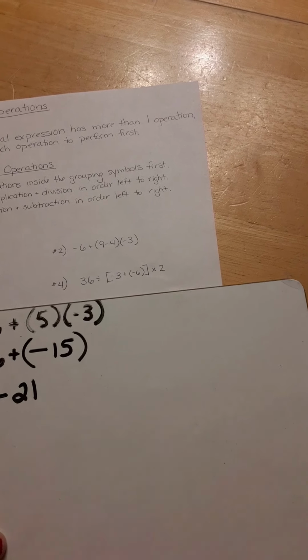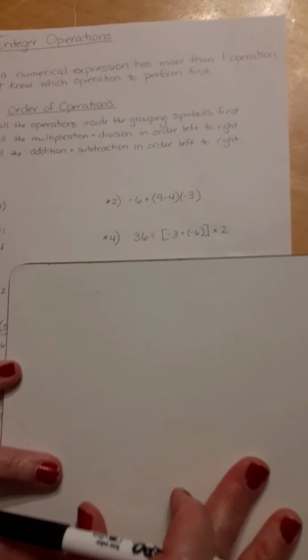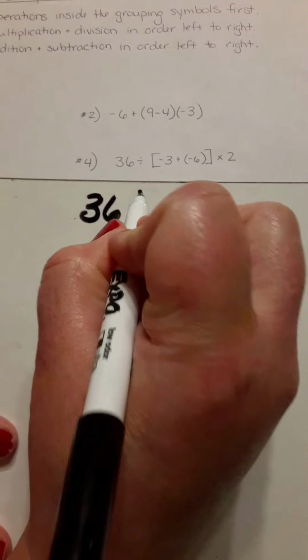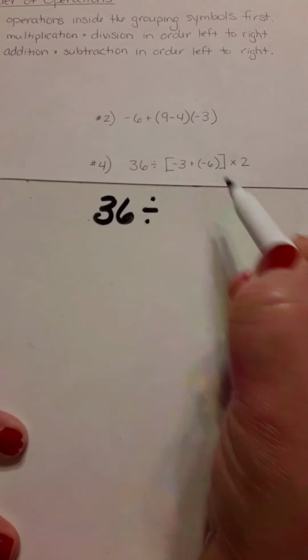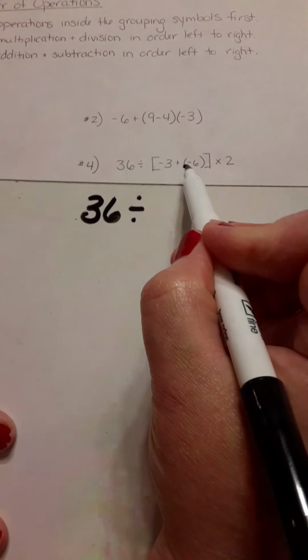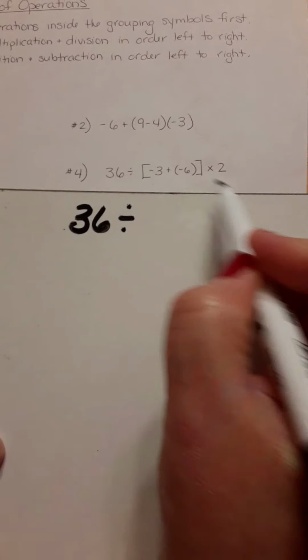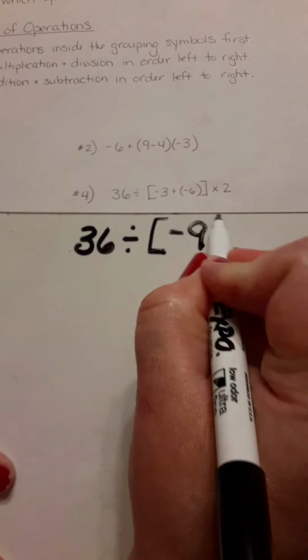Okay, let's go ahead and do this one. This is the first time we've seen brackets. Okay, brackets, we're going to treat them just like parentheses here. So we're going to leave this 36 till later, and I'm working now with my brackets. And the brackets say I need to do what's inside of it. So I've got a negative 3 plus a negative 6. Same sign, so I add them together, and I get a negative 9.